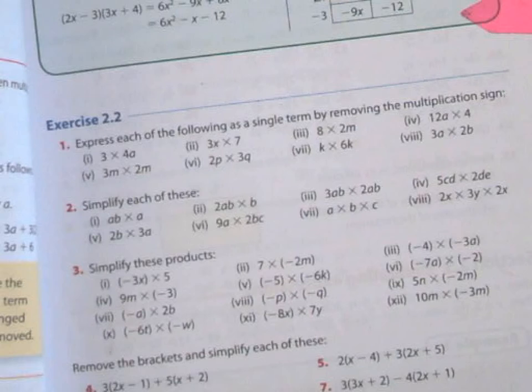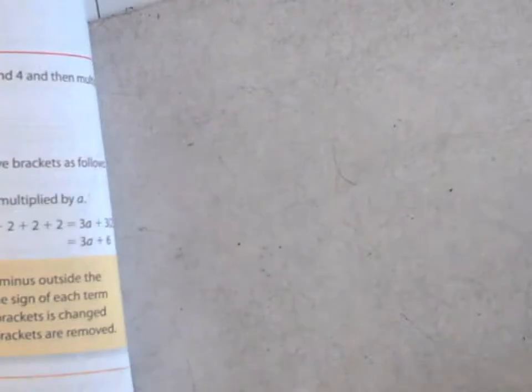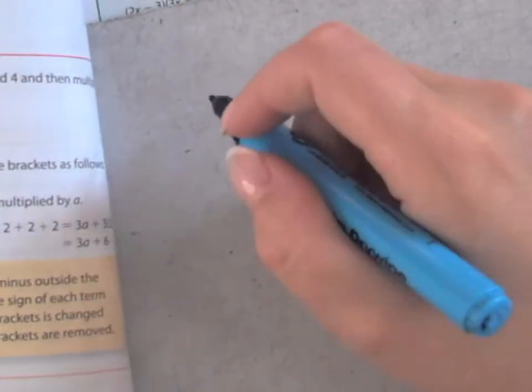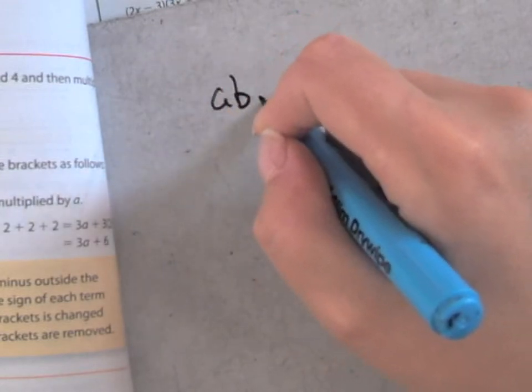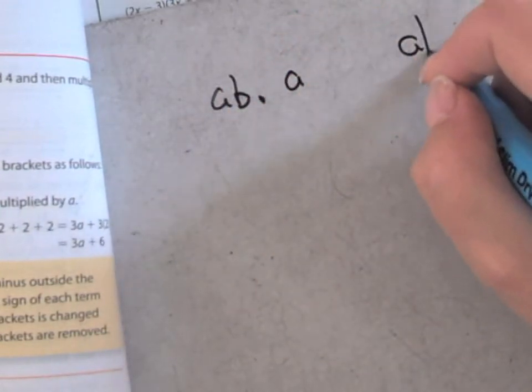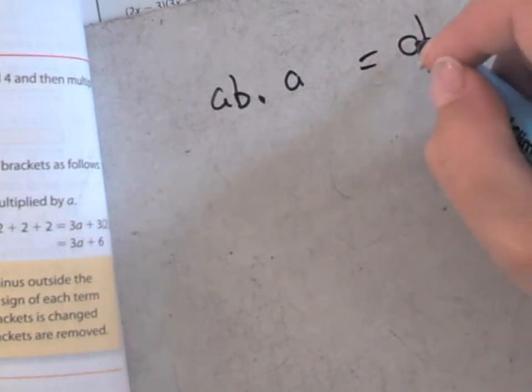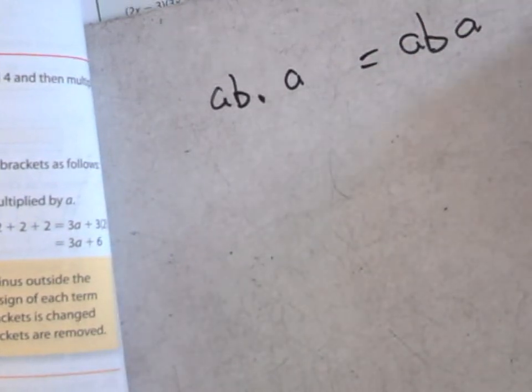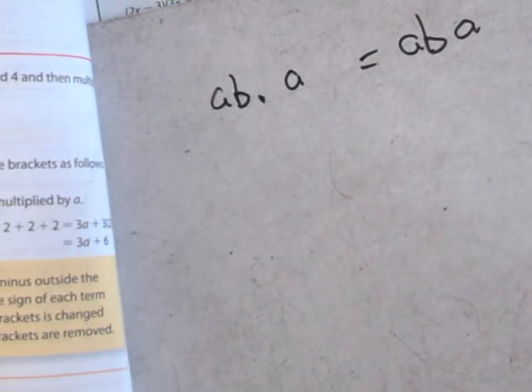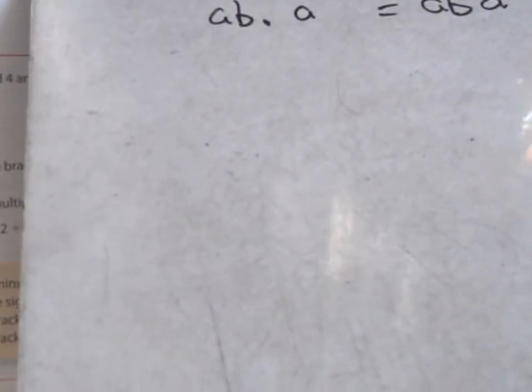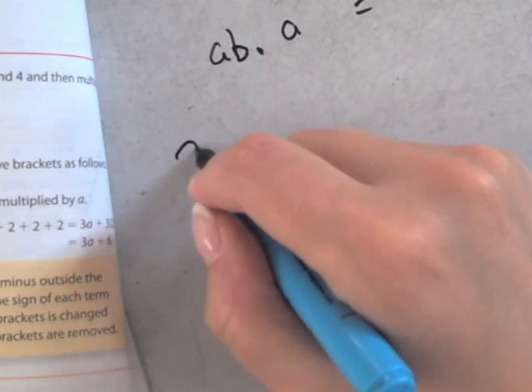Will I correct? What did you get for 2 part 1? A B by A. What did you get? A squared B. Yeah? So you wrote A B A, but you can't write two A's. So you write two A's multiplied together to be A squared. So your answer is A squared B. Did we get that?